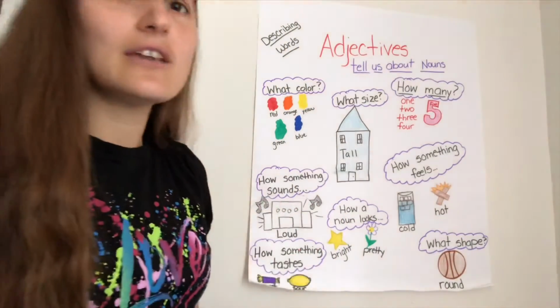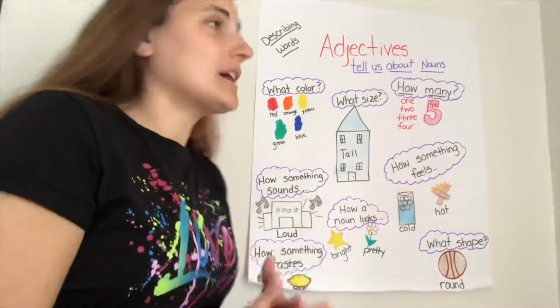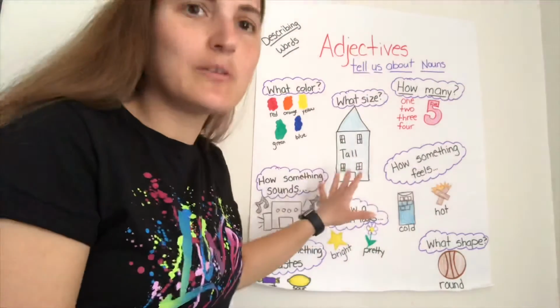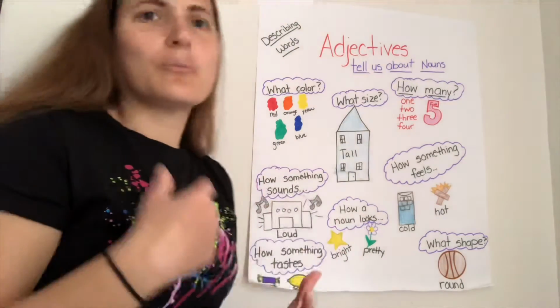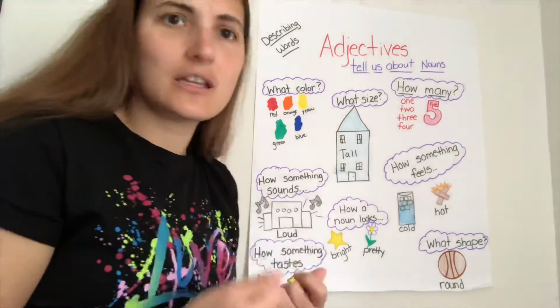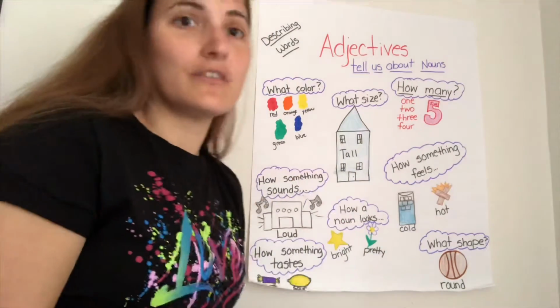Is it rectangle? So when you write about something, or if you read about something, and it has these types of describing words in it, it helps you to picture the object or the person or whatever you're talking about in your story. It helps you make a clearer picture of it in your mind.